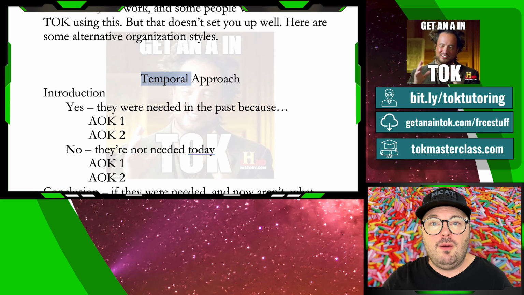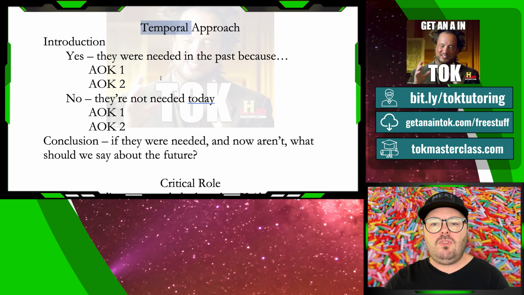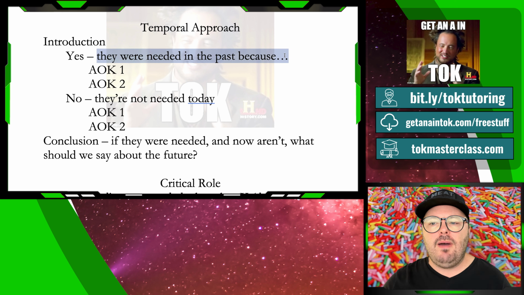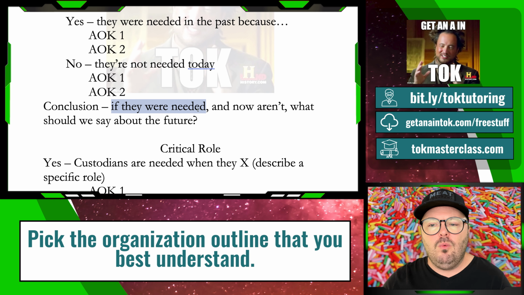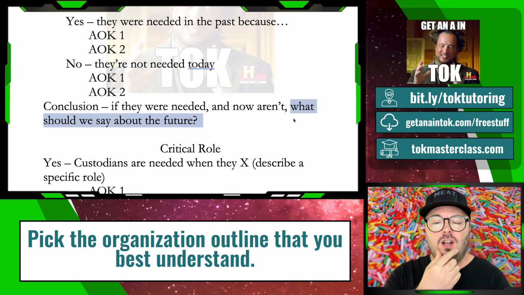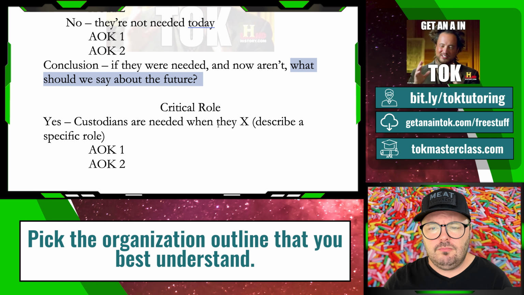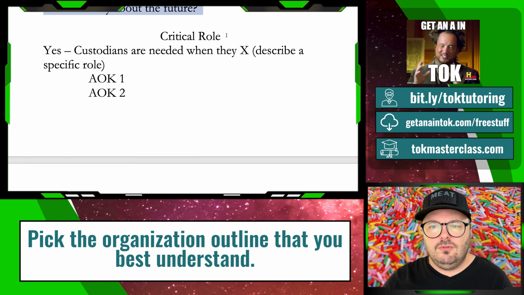The temporal approach. Temporal means time. Introduction: yes, they were needed in the past because, and then no, they're not needed today. That would be a cool way of doing it. And then the conclusion would be, if they were needed and now aren't, what could we say about the future? I forgot I wrote that. That's very interesting.